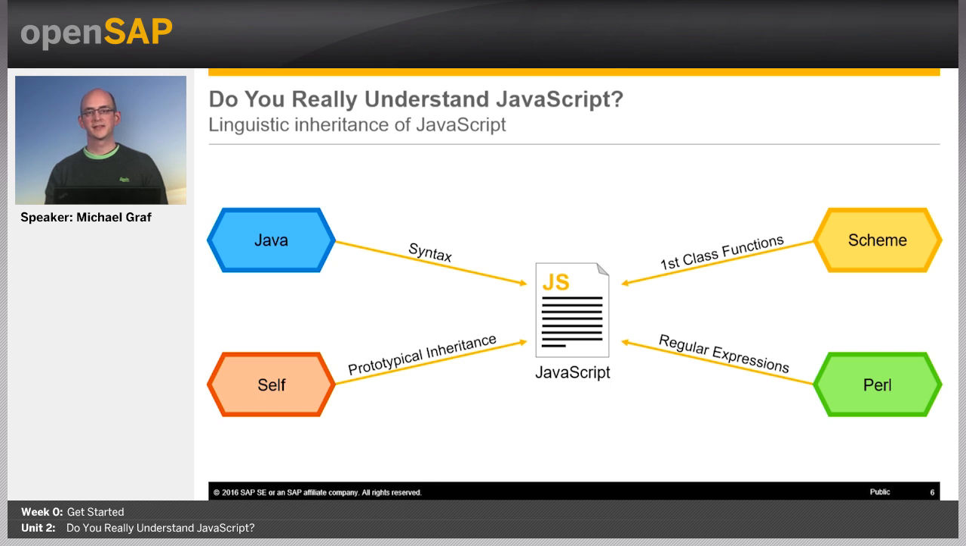Prototypical inheritance means that object instances reference their base object. If the base object changes, all the object instances are affected by this change. And by combining all these different concepts from different languages, it allows you to write very flexible tools and applications. But for the same reason, it's also hard to master.